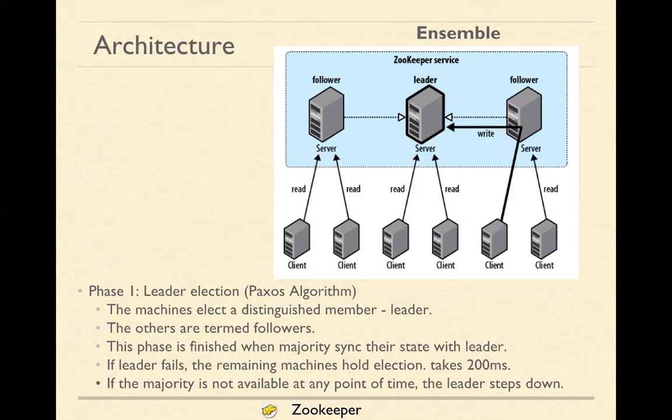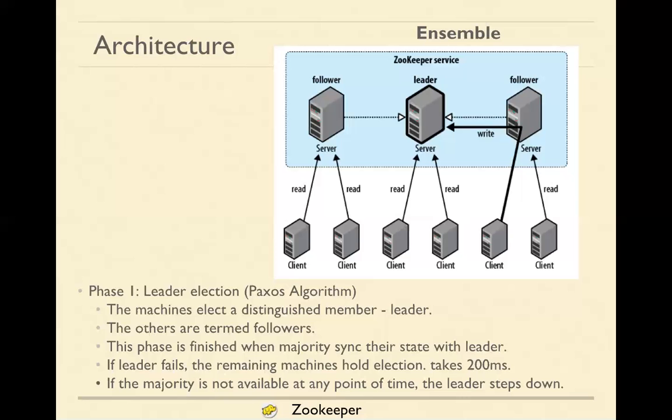At any point of time, if the leader fails, if the leader shuts down, or the leader does not respond for a few minutes, the ensemble will declare a re-election. There will be a re-election and some other leader will be chosen, and this whole process takes 200 milliseconds.